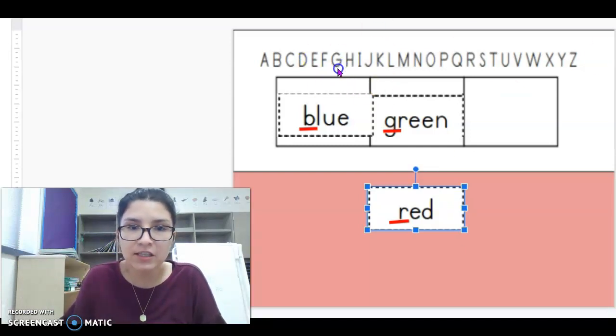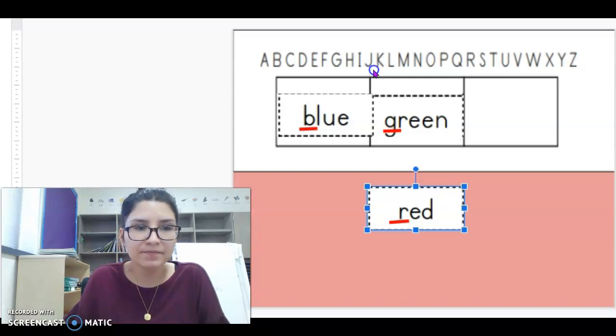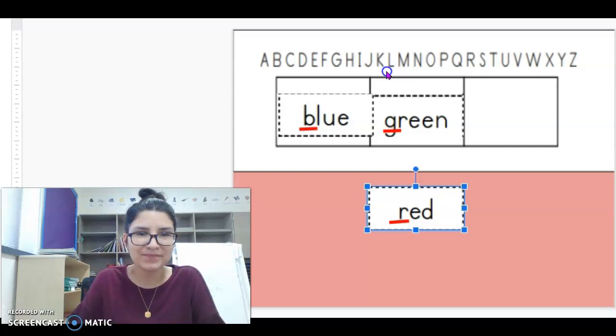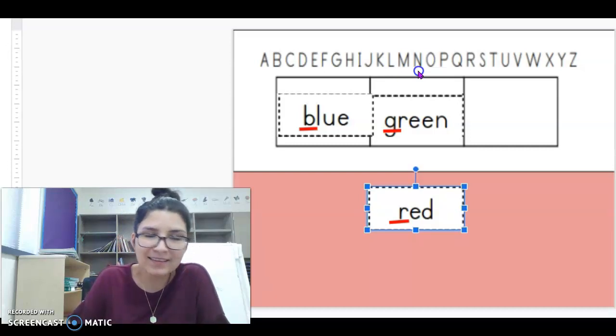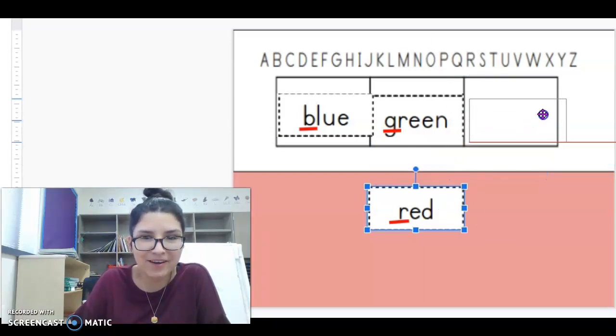So we left off on G. Let's keep going. H, I, J, K, L, M, nope. Any words that begin with the letter N? No. What about the letter O? Any words? P, Q, R. There we go. Here's where red would go.